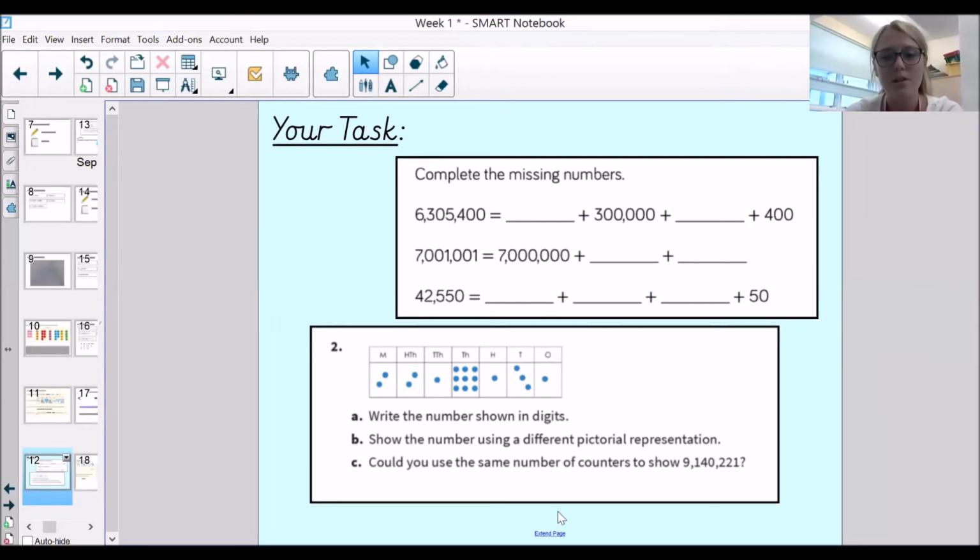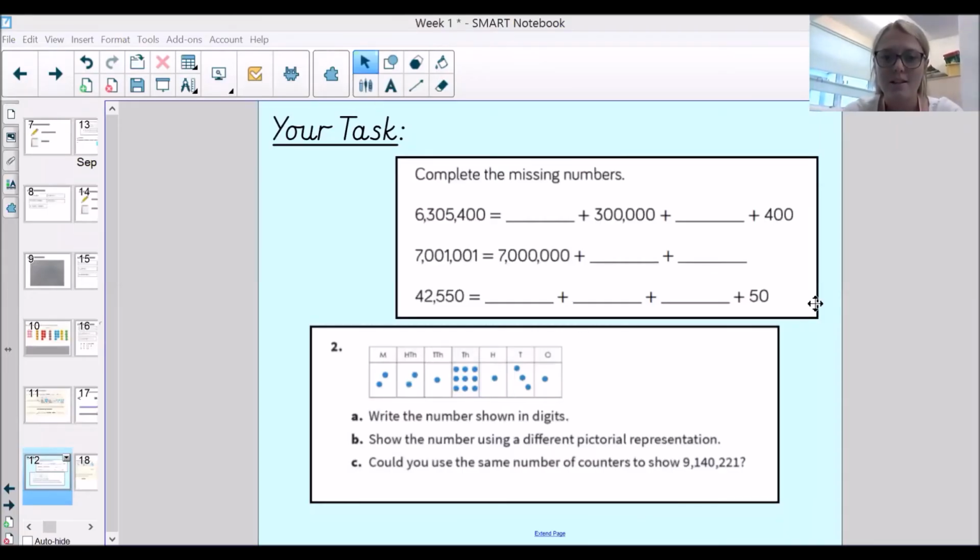And the last one, could you use the same number of counters to show 9,140,221? So think about representing that number in a place value chart and then comparing the number of counters you would need to use for both numbers. So pause me here, have a go at these questions, and then join me again in a second to go through the answers quickly. Good luck.